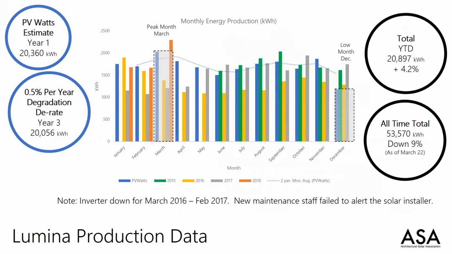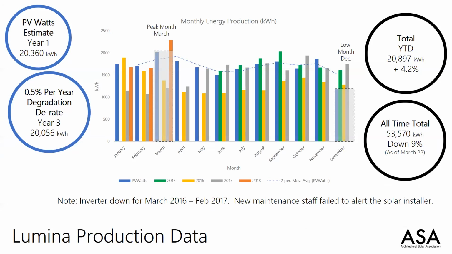Year to date, the system has produced 4.2% more energy than expected, but over its life, it's been down 9%. This is due to the fact that an inverter went down for roughly 1 year without anyone being alerted. This was mainly because of a change in maintenance staff. So it's an interesting detail to take note of, that inverter downtime is something that you should take into account because it will happen.